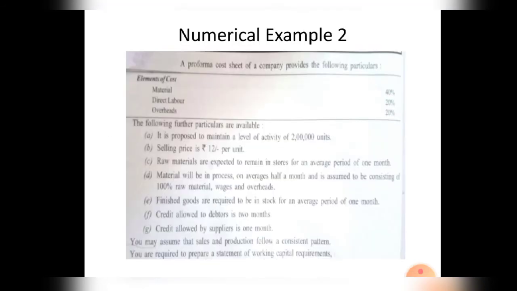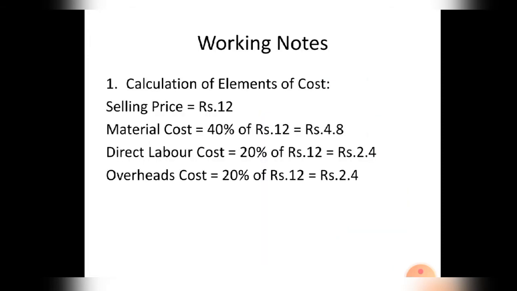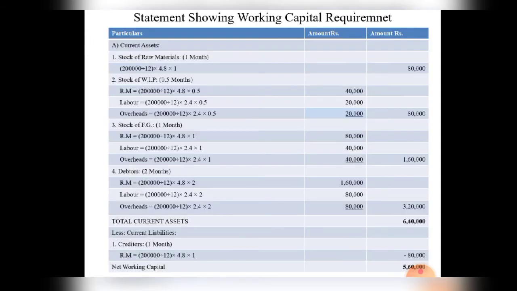So with regards to finished goods, the information given is in the E point. Finished goods are required to be in stock for an average period of 1 month. So it is 1 month. So write into brackets 1 month. And then again we calculate the cost element-wise. Raw material 2 lakh units per annum divided by 12 months into 4.8 is the per unit cost of raw material into 1 month, 80,000.